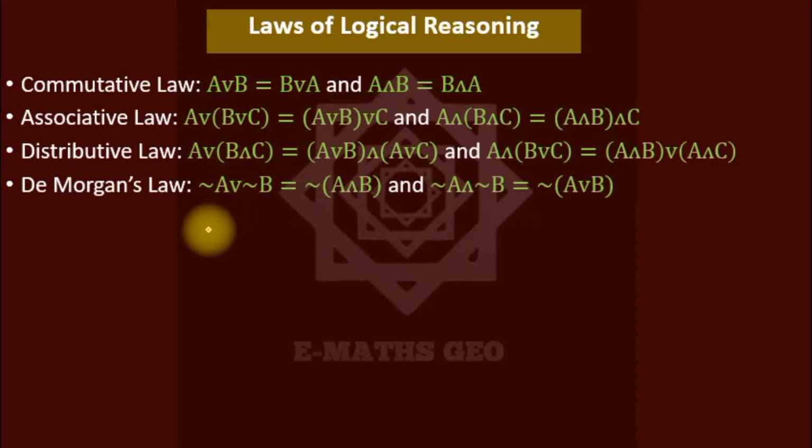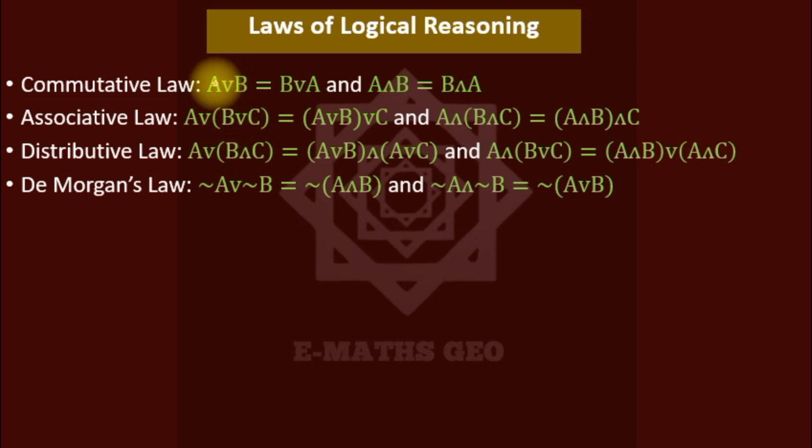And laws of logical reasoning. So we have four laws here. The first one is commutative, the second one is associative, the third one is distributive, while the last one is De Morgan's law. So what I will do, I will use the normal basic operations to explain that.